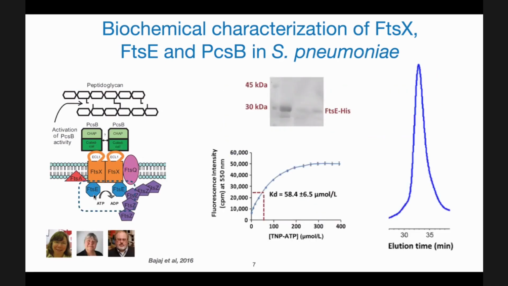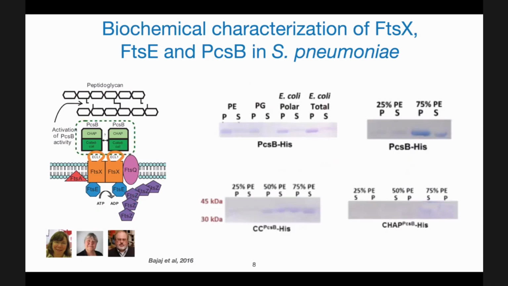And besides that, I also worked on FTSE, which was an associated protein with it, and purified it, and also showed that it can bind ATP with a similar KD value as other ABC transporters. With that, I also worked on PCSB, which was not a membrane protein, but it was an associated protein with the FTSX, and it was known to bind membranes, but it was not characterized well.